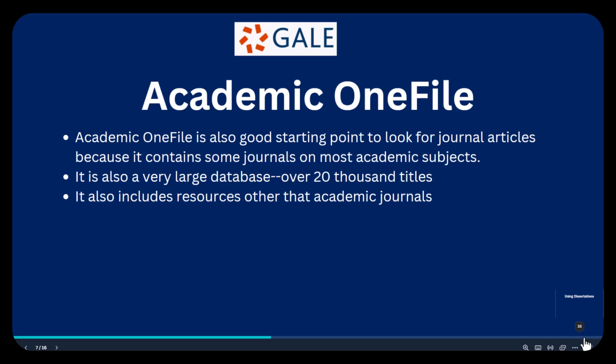The second general database is Academic OneFile. Academic OneFile is also a good starting point to look for journal articles because it also contains some journals on most academic subjects. Like Academic Search Complete, it also has over 20,000 titles. It has 302 academic journals pertaining to education.